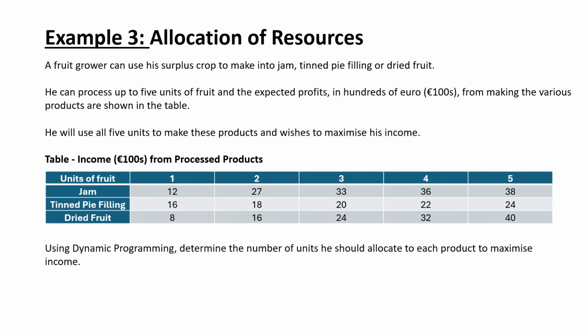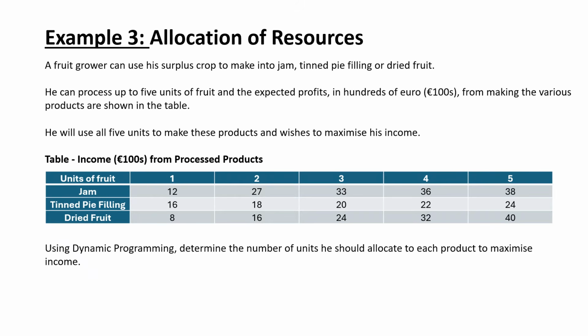So example 3 is allocation of resources. A fruit grower can use his surplus crop to make into jam, tinned pie filling, or dried fruit. He can process up to 5 units of fruit, and the expected profits in hundreds of euro from making various products are shown in the table below. He will use all 5 units to make these products and wishes to maximize his income.